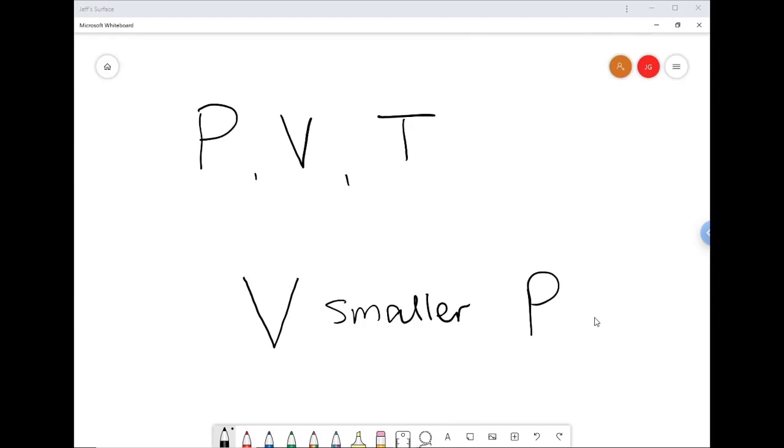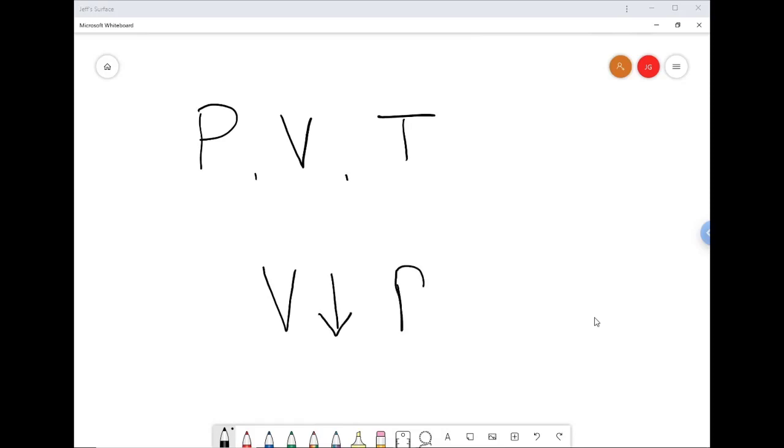When we made the volume of the cylinder smaller, more pressure, I'll draw it like this. So as the volume got smaller, the pressure went up. Good. Let's erase that. As the volume got smaller, the pressure got bigger. You could write it like that.